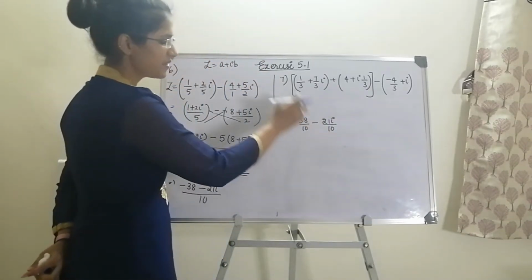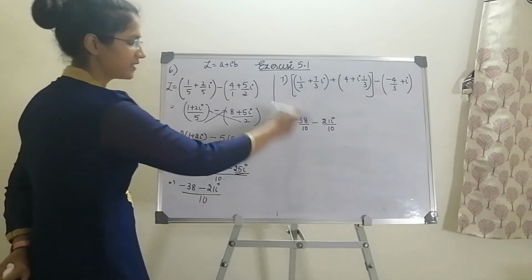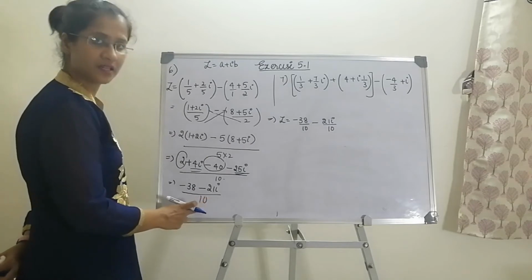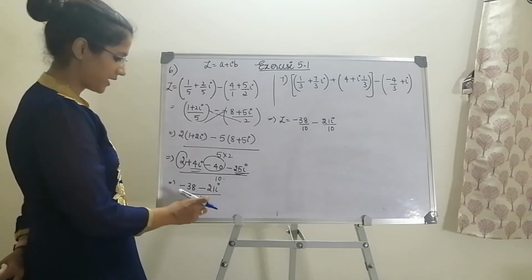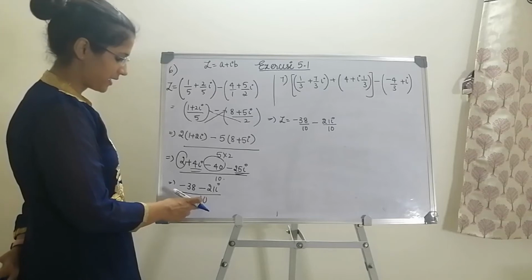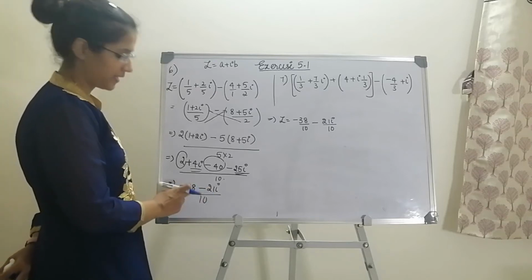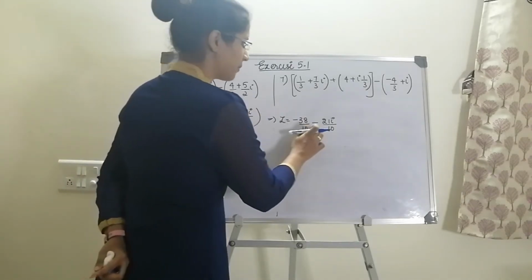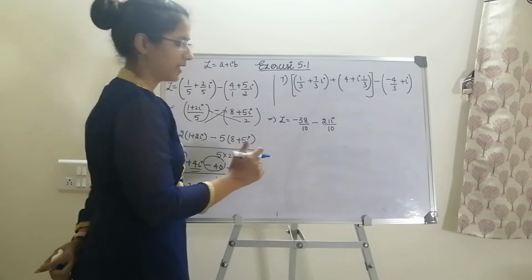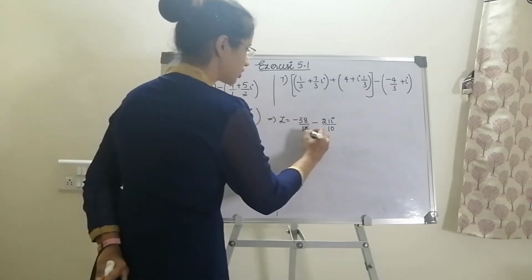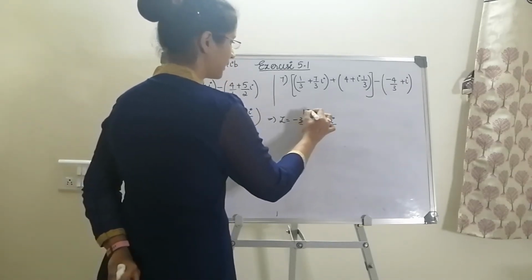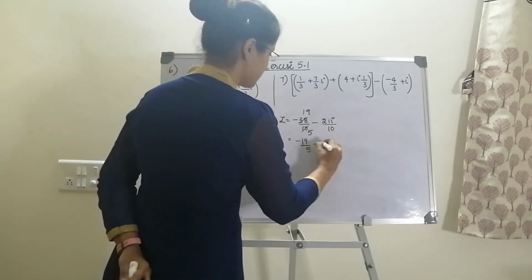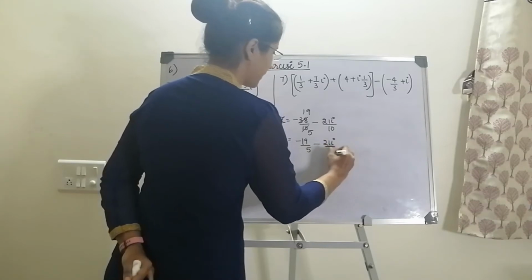I can still simplify my real term. Why can I split these two terms and write? Because when there is only one denominator, that denominator is applicable to both the terms in the numerator. So therefore I have written it as minus 38 by 10 minus 21i by 10. Now I will cancel out the terms. This goes 5 times 19. So this can be written as minus 19 by 5 minus 21i by 10.